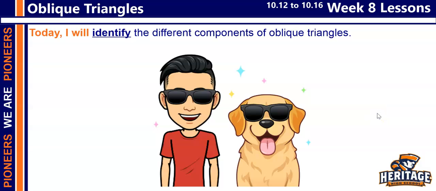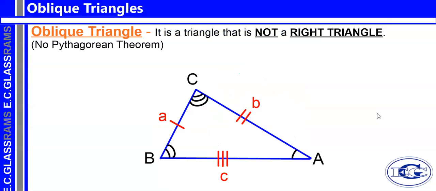Welcome one and all to the lesson on oblique triangles, where you will learn to identify the different components of it and recognizing when to solve it. So what are oblique triangles? Well, simply put, it is a triangle that is not a right triangle, meaning there are no angles at 90 degrees, which also means that unfortunately you cannot use the Pythagorean theorem to find a missing side given two of them.